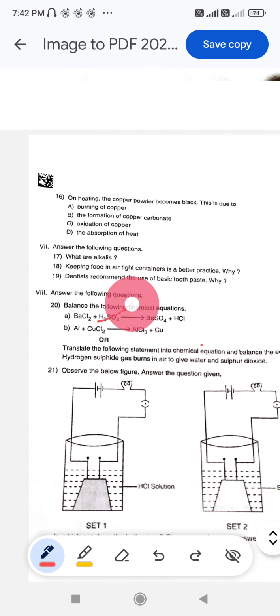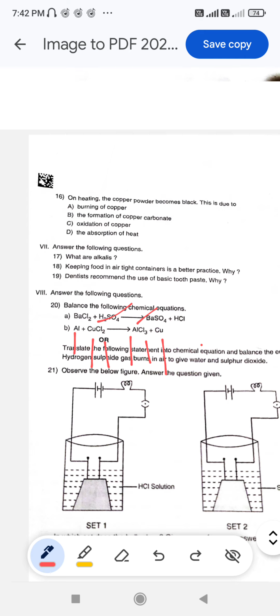Aluminium reacts with copper chloride and gives aluminium chloride, and it will give copper. Here we can see aluminium is one here, and one here too. Copper is one, copper is one, but here chlorine is 2 and here chlorine is 3. So it is an unbalanced equation, right?